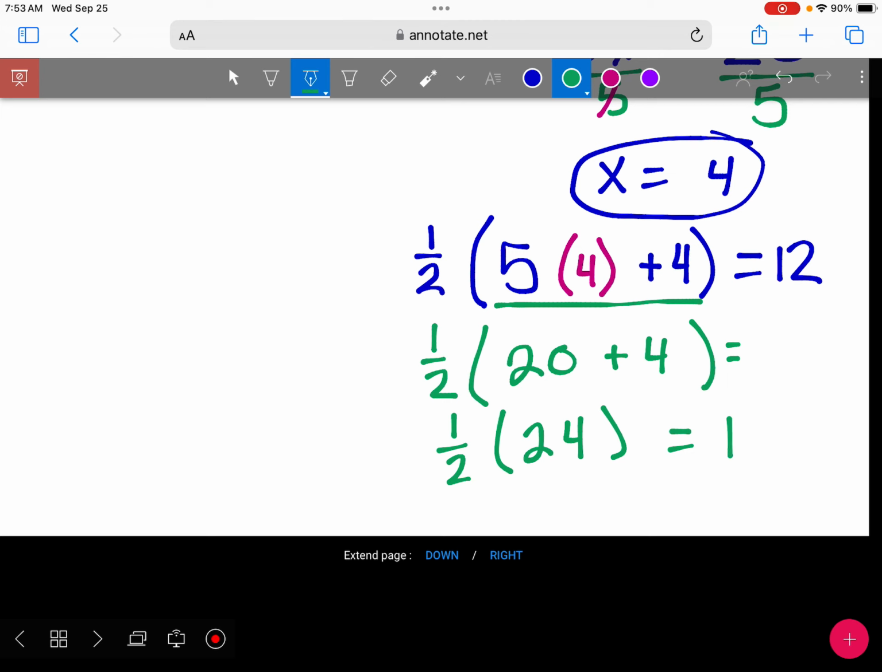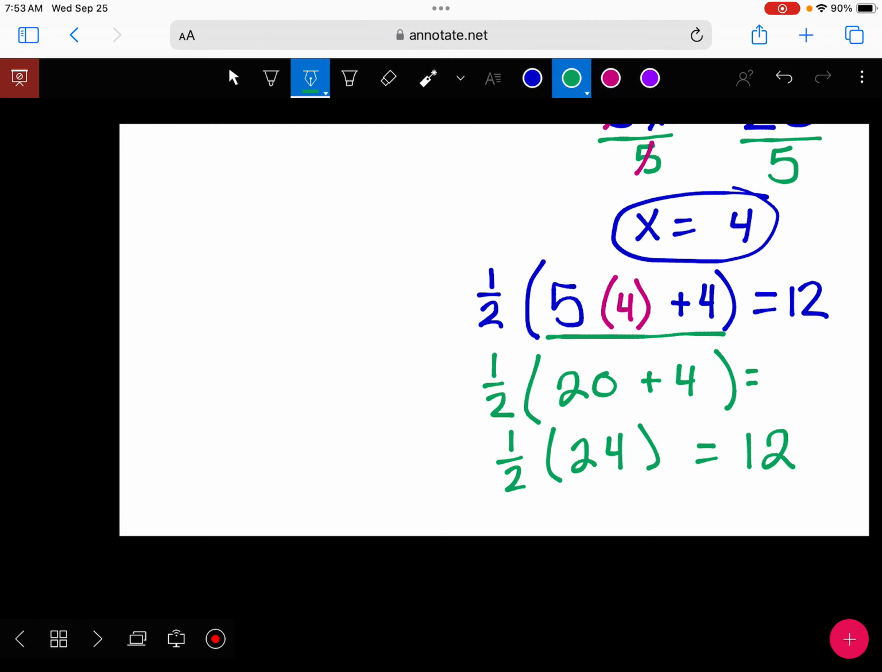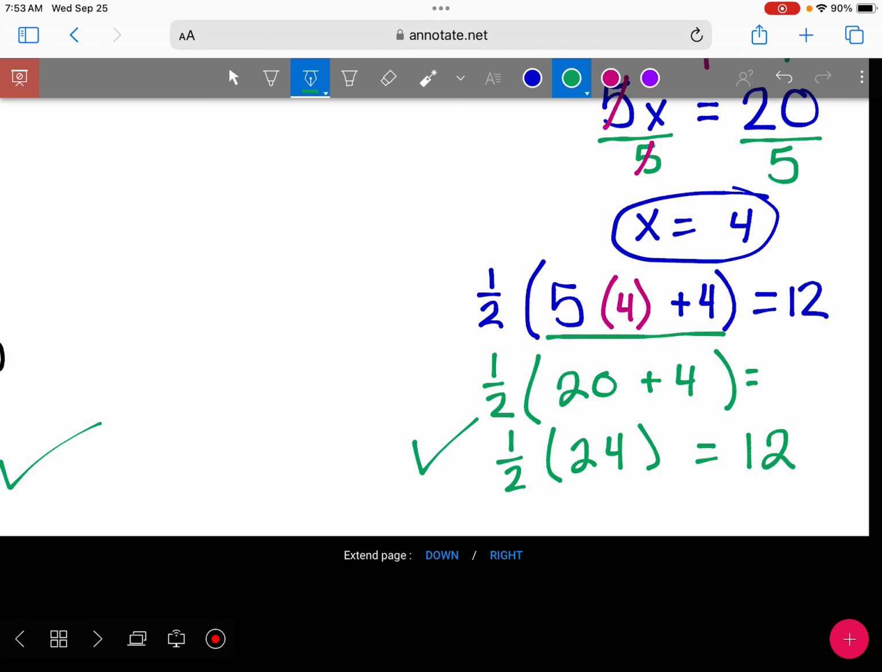Half of 24 is 12. When in doubt, type it in the calculator. That second column, third button down, our fraction button, you can put 1/2, hit the right arrow, parenthesis, 24. 1/2 times 24. So this one does check.